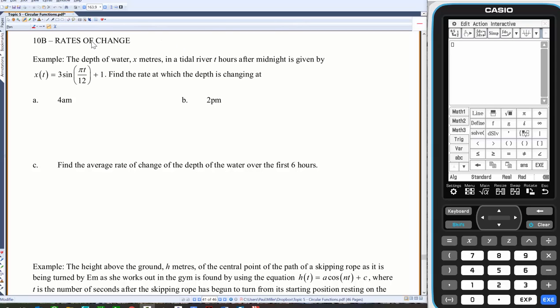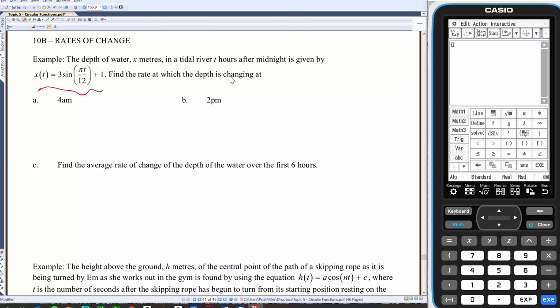All right, so what we're going to do is really have a crash course in exercises 10b through to 10g, I think it is. So remember, what we're doing is we're dipping back into those exercises and looking at the circular components of them. So let's give a couple of questions a go. The depth of water x meters in a tidal river t hours after midnight is given by this function here.